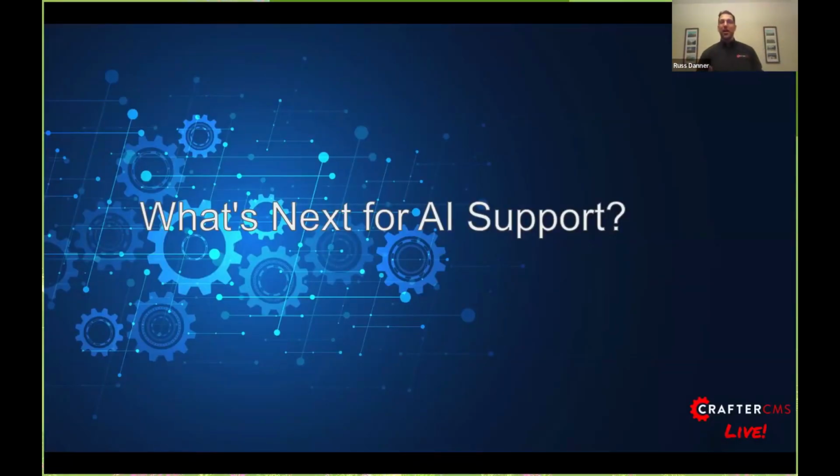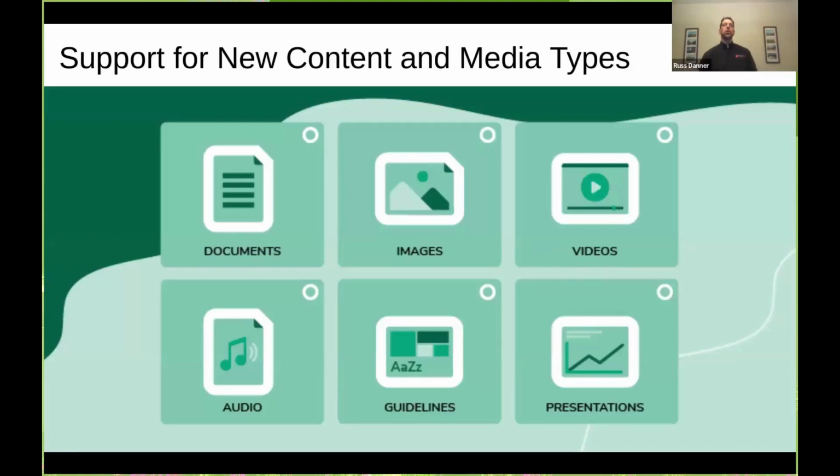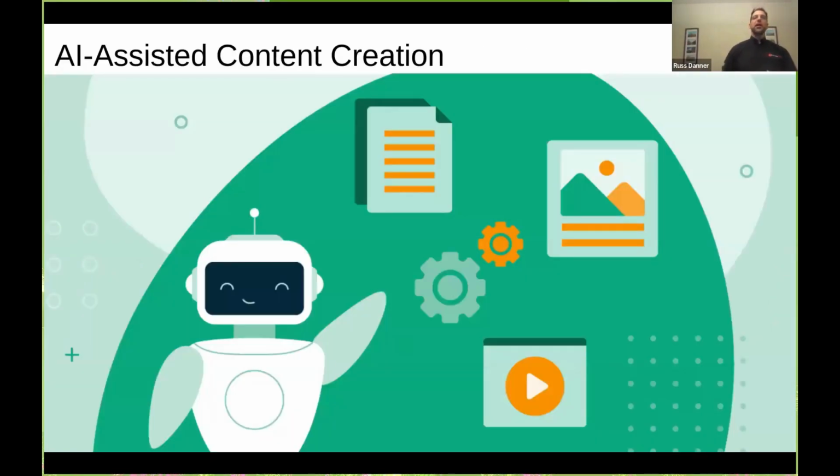Now, what's next for AI support in CrafterCMS? Well, to start, we're going to be supporting new content types and new media types, right? We've got great support for copy and other asset types. We're going to keep adding to those. Another thing that we're going to do is AI-assisted content creation. What we showed was field by field content creation and generation. What we're going to be moving towards is whole content types. Create me an article, create me a whole blog, and making that a conversational experience.